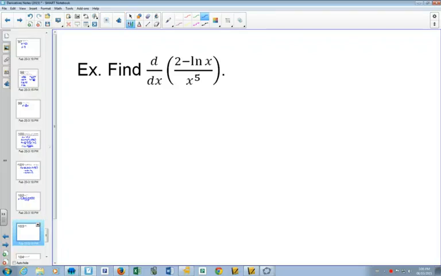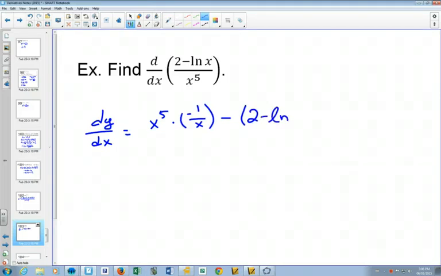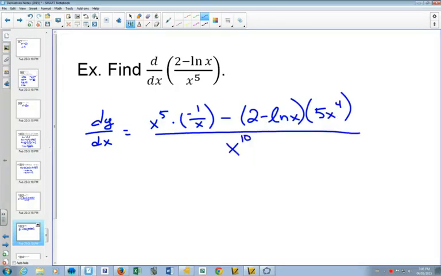First one was done well. We've got keep the bottom the same times by the derivative of the top. Negative log of x will be negative 1 over x minus keep the top the same minus times by the derivative of the bottom over the bottom squared.